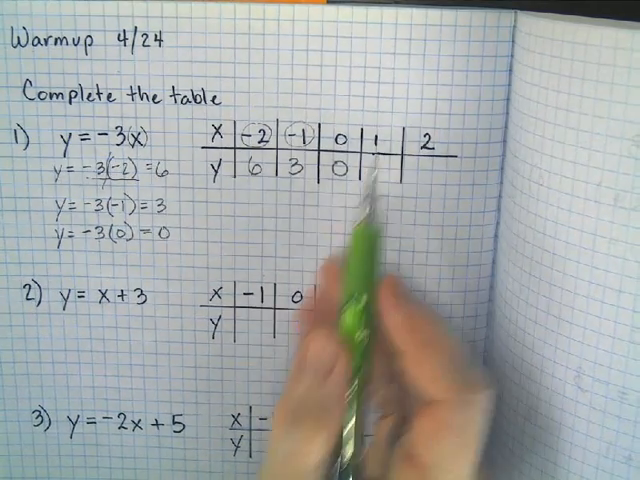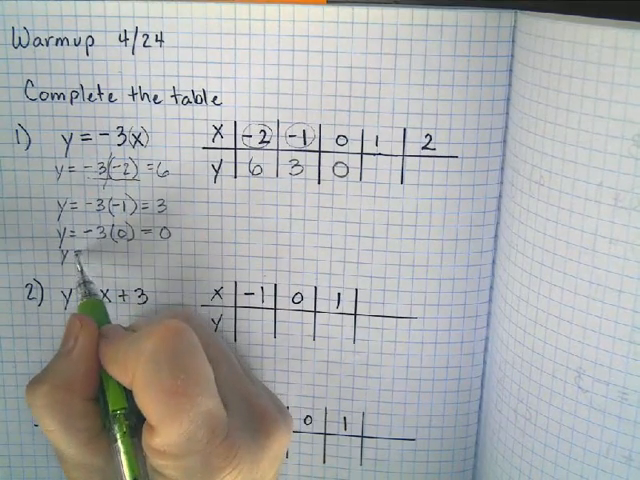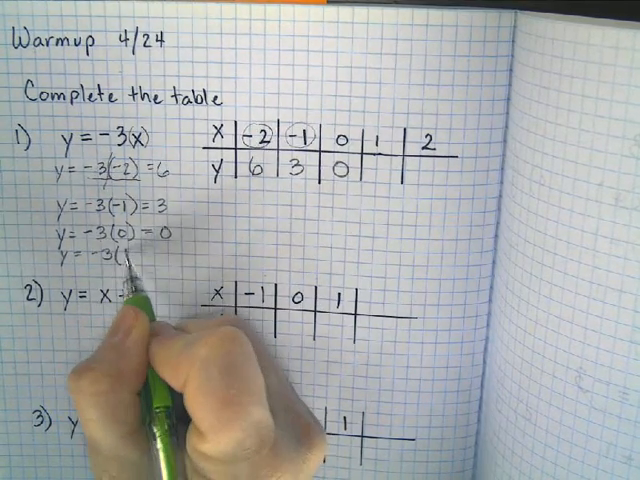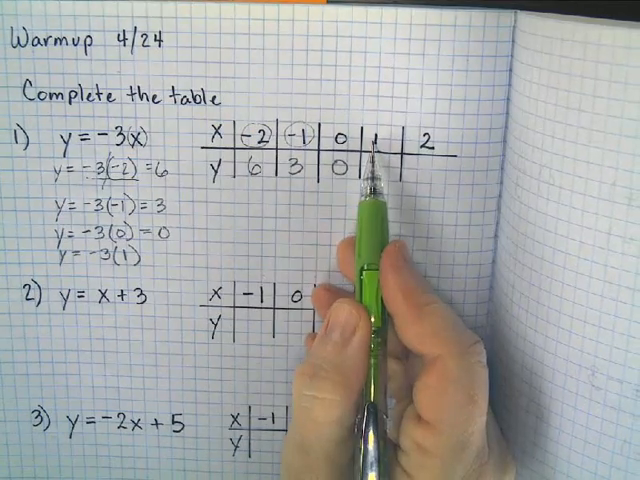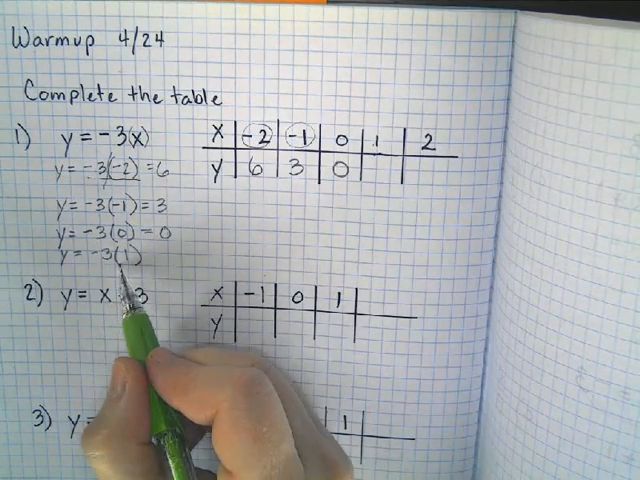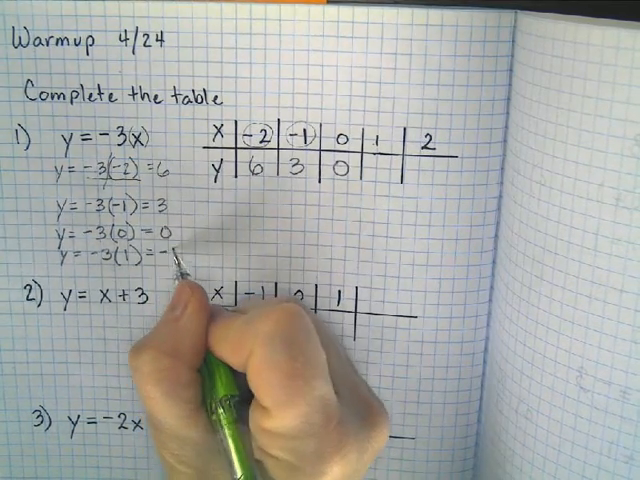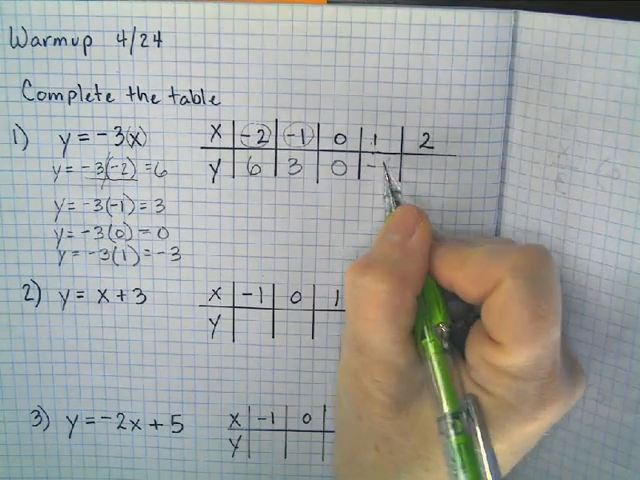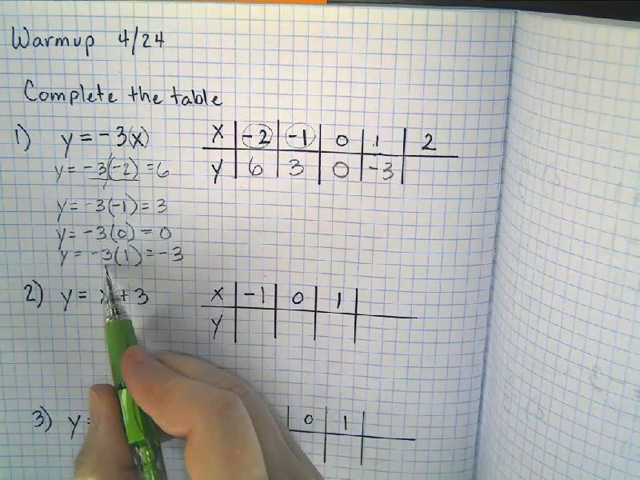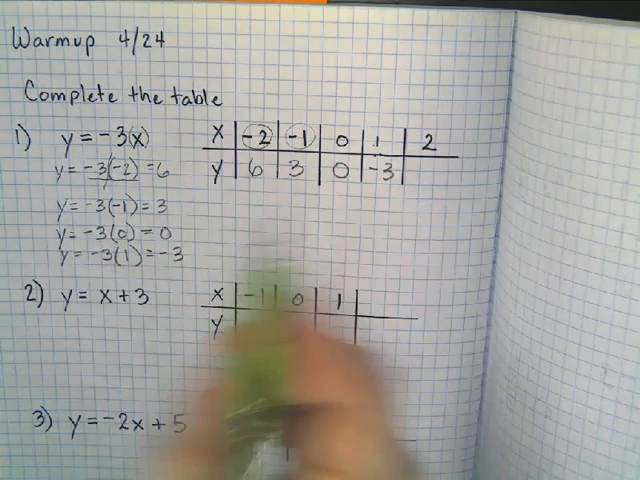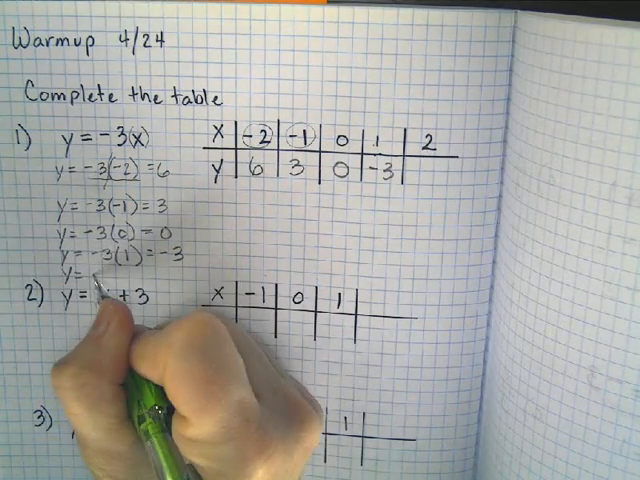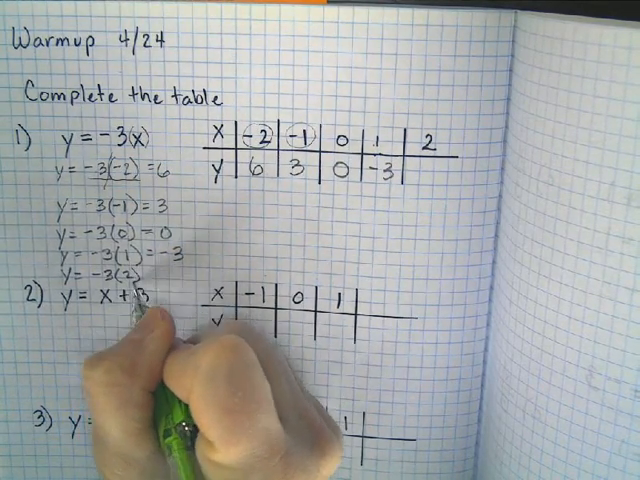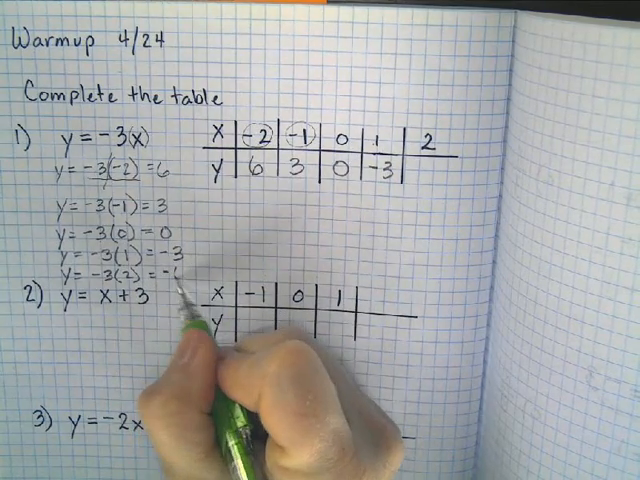The next one, y equals -3 times 1. So my x is 1. -3 times 1 is -3. When the signs are different, the answer is negative. And the last one, y equals -3 times 2 gives me -6.